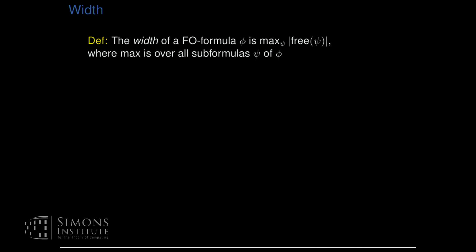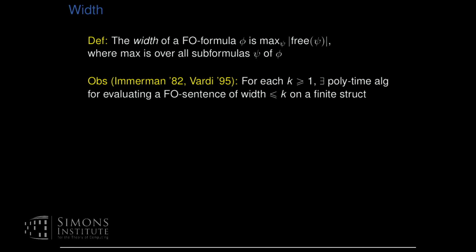Okay, now I want to talk about width. I think we've seen this already this week, but the width of a first order formula is the maximum number of free variables over all subformulas of the formula. It's a syntactic measure of complexity. There's a classic observation that if we restrict model checking to formulas of bounded width or bounded number of variables, then it's still in polynomial time. If we impose a bound k, then model checking a sentence of width at most k on a finite structure is polynomial time tractable. You just do the naive inductive evaluation.